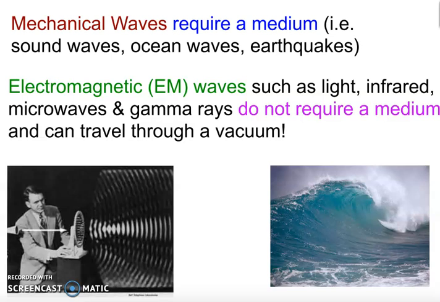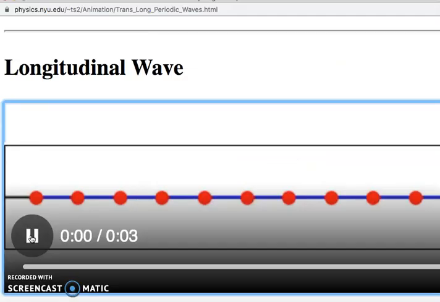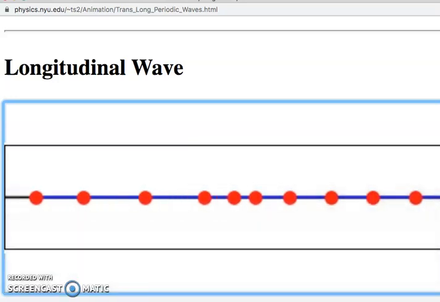So we're going to further classify waves. We're going to be dealing with mechanical waves, and those mechanical waves can travel in two ways on the medium. The first way is a longitudinal wave. That's when you have a fixed point that moves parallel with the wave motion. As you can see from the motion shown here, the dots are showing that the particles of the medium are moving left and right as the wave travels left and right. So this is an example of a longitudinal wave.